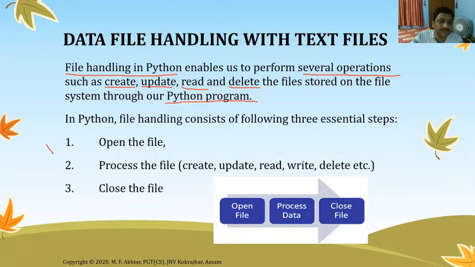First step is we have to open the file. Then the second one is we have to process the file. We can create the file, update the file, read, delete, write, anything we have to do. In the second step, we do these things. And lastly, after completion of the process, we have to close the file. Here are the three processes: first, open the file, process the data, and then close the file. These three steps we have to follow.